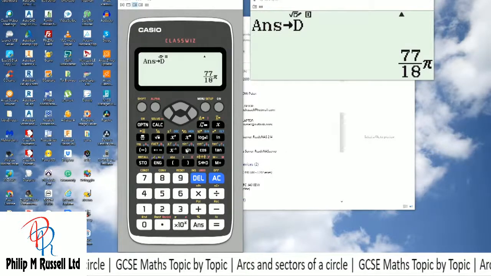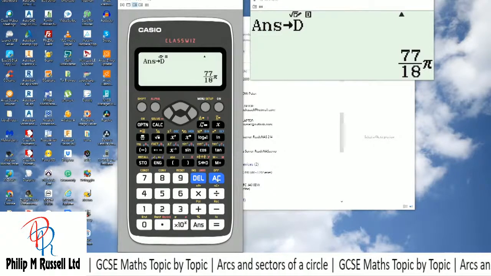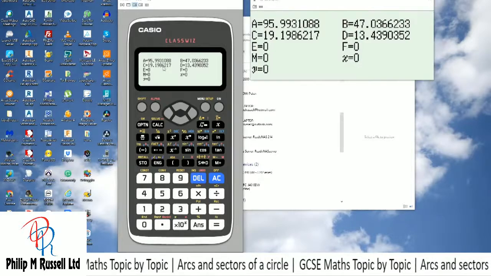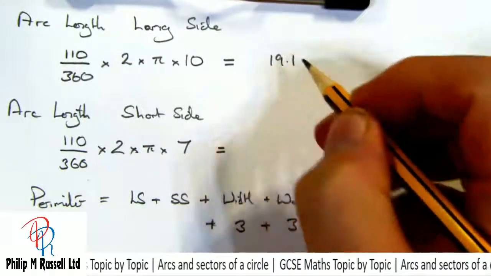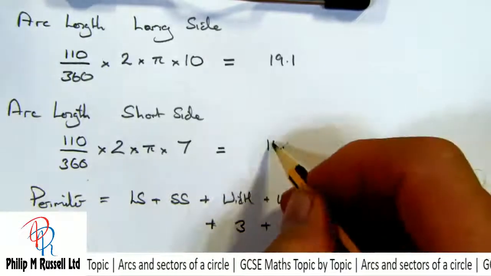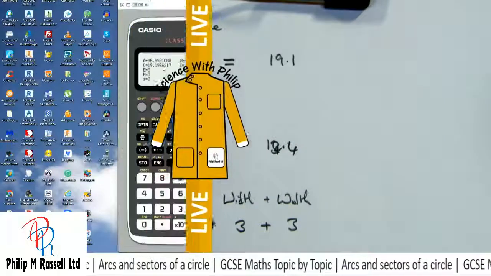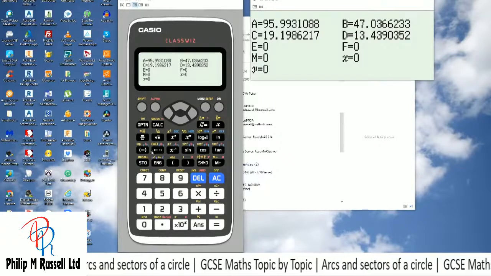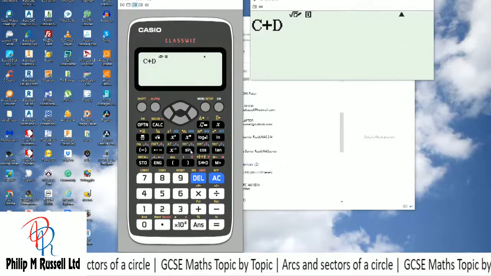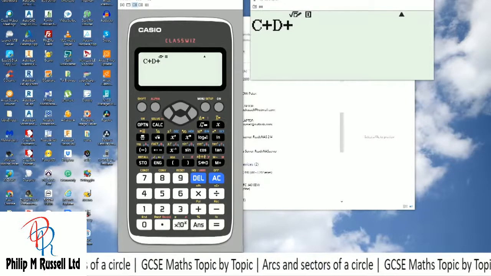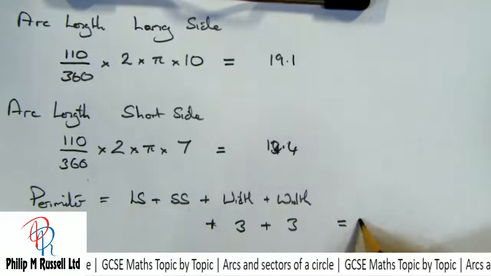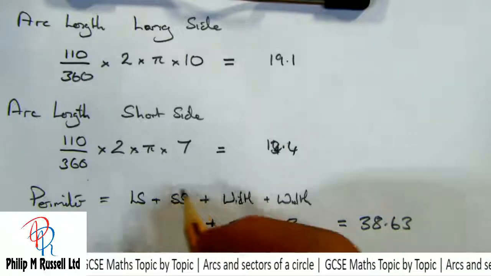I didn't pull those numbers out, but that's not going to be a problem for me. So here what I want to do is recall memory C. That was 19.1, so I can write that one down, and we can see D was 13.4. We've got those on the calculator, so I'm going to recall memory C plus recall memory D, and then I'm going to add on 6, and it gives me my answer here, which is 38.63, and I could put those numbers in.